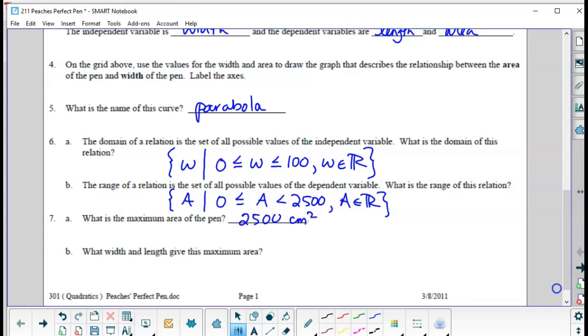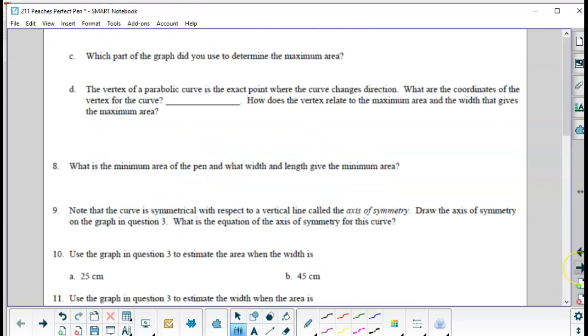What width and length give the maximum area? So a width of 50 centimeters and a length of 50 centimeters. Which part of the graph do you use to determine the maximum area? We use the vertex. So the vertex is that maximum point. The vertex of a parabolic curve is the exact point where the curve changes direction. So it changes from going up to going down.